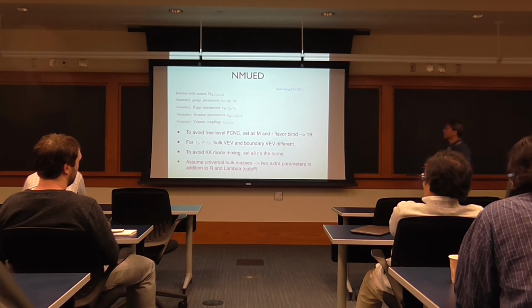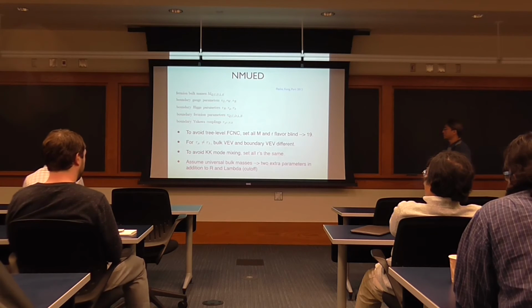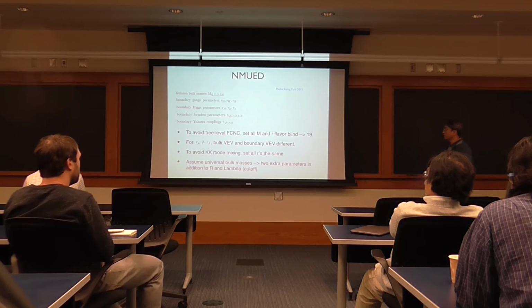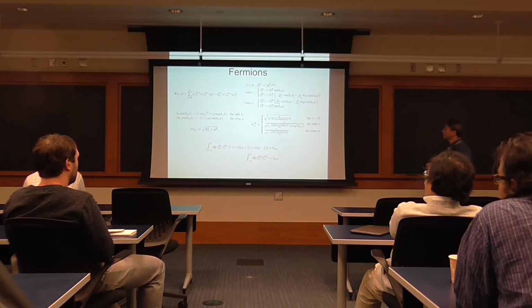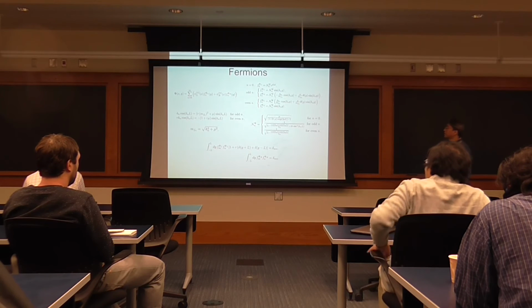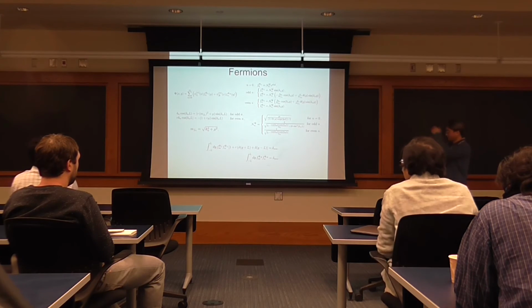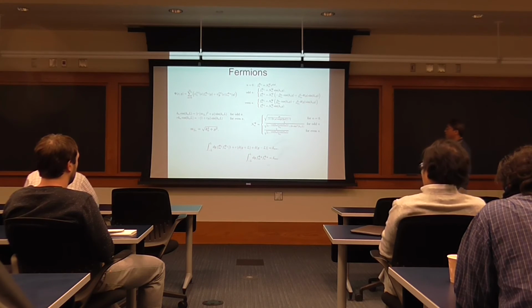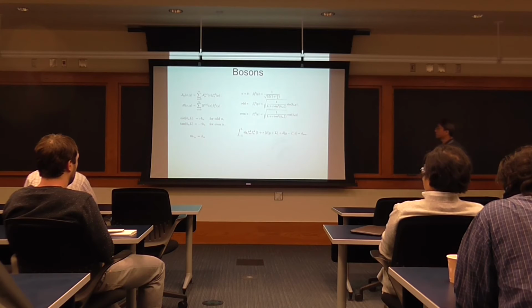Then there is a reason. So I said all the R's are the same, all the bulk masses are the same. That gives you two extra parameters in addition to the original lambda and R. And then you can do the mode expansion. In this case, it's a little bit ugly, but this satisfies certain boundary conditions that exist in the original model. And you can get the mass spectrum for fermions and the bosons and so on.